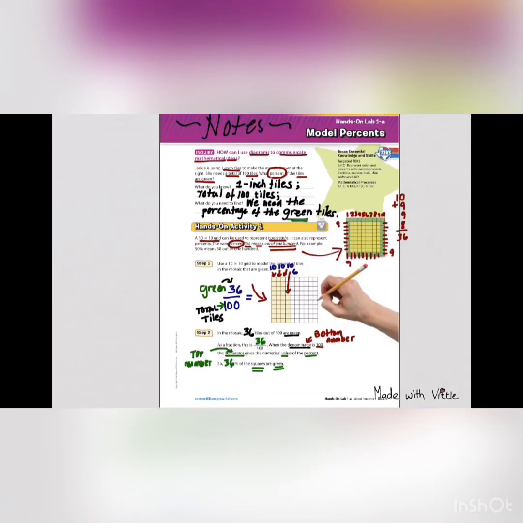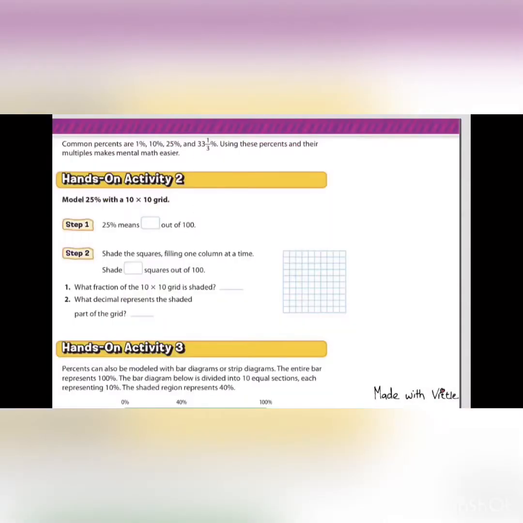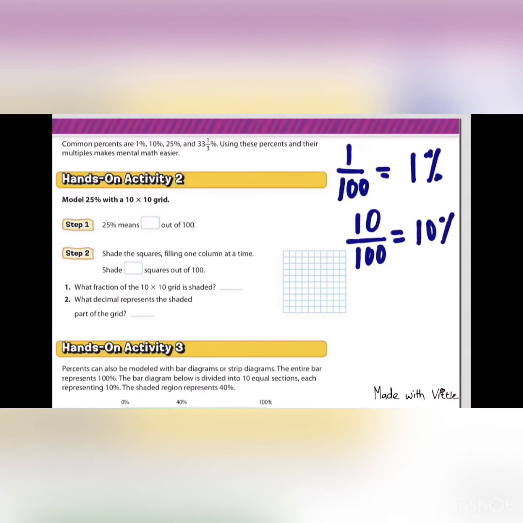Now let's move on to page 354. So any fraction with the bottom number of 100 can be written as a percent. Just like, for example, the 1 out of 100 is equivalent to 1%. Let's say you have 10 out of 100 shaded. So 10 are shaded out of 100 tiles. Therefore, you can say that 10% of the tiles are shaded. Same thing with 25 out of 100. As long as the bottom number is 100, you can write it as a percent. Don't forget the percent symbol.